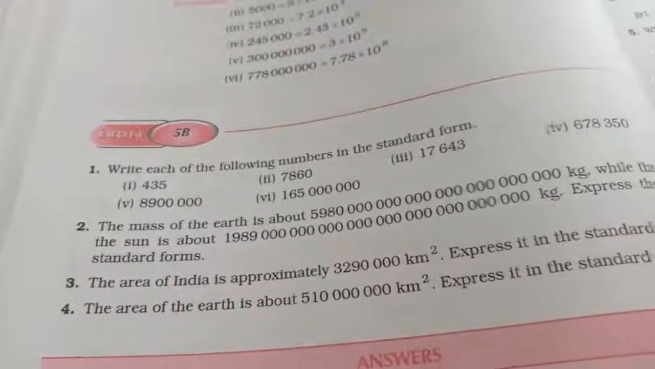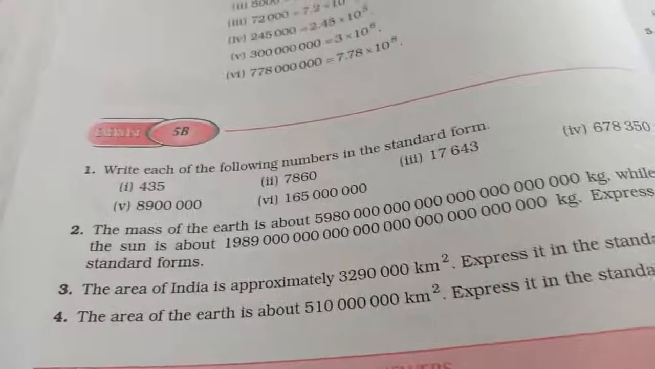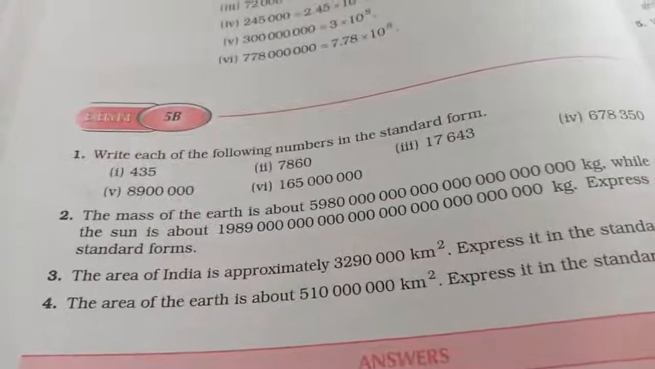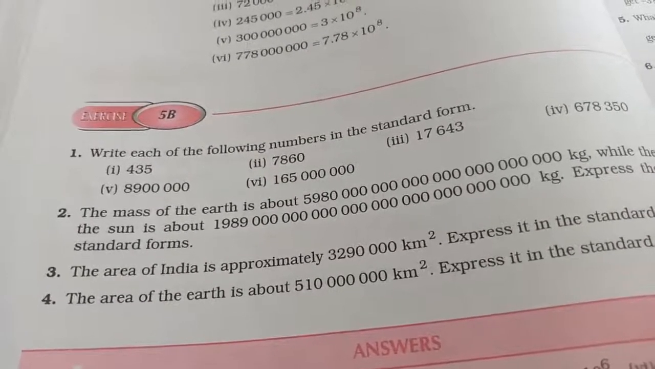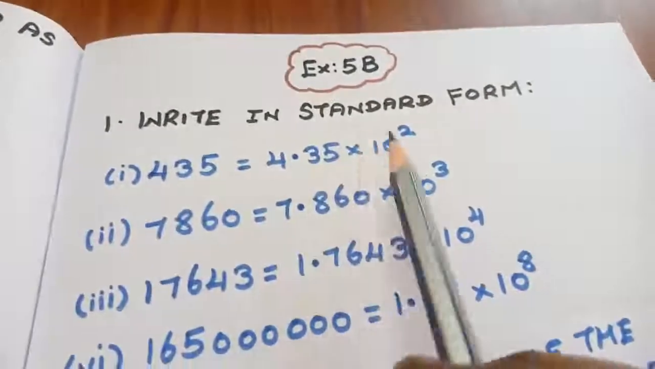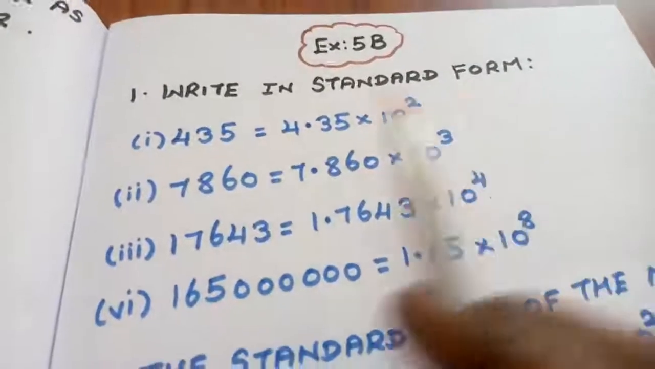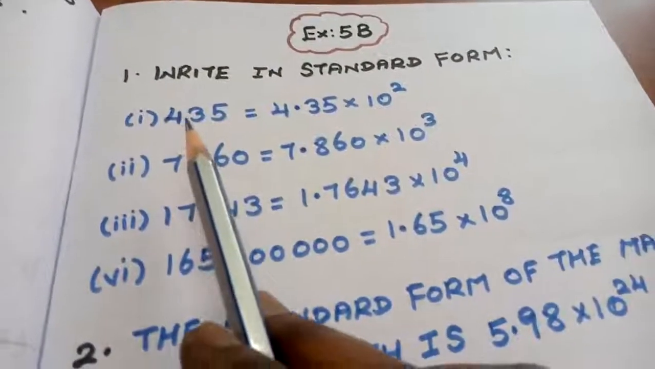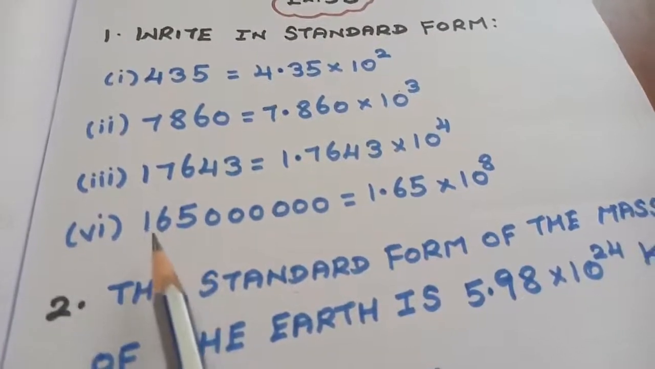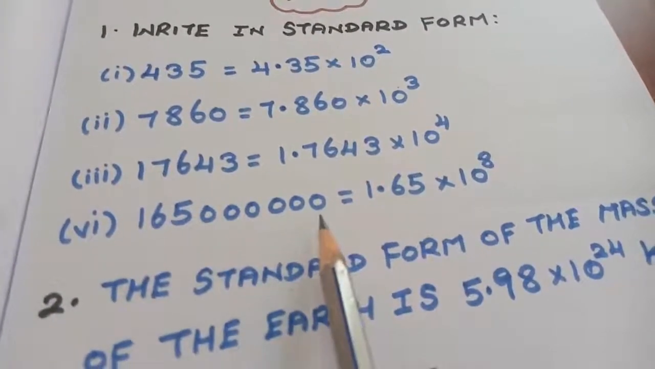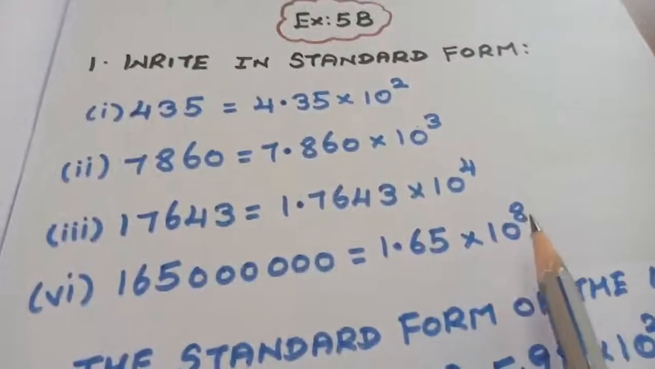So based on this, now we are going to start with exercise 5B, and that is going to be a very easy exercise, students. Just understand the concept and then do the sum. Exercise 5B, first sum, write in standard form. So the same idea, students. The first digit alone I am going to keep before the decimal point. After the decimal point, I count the number of digits. Then I put the power here.